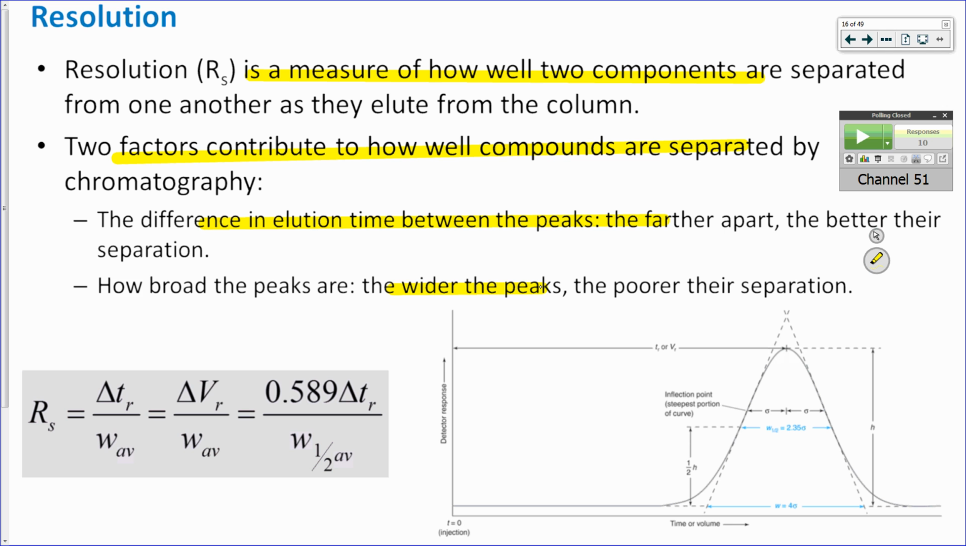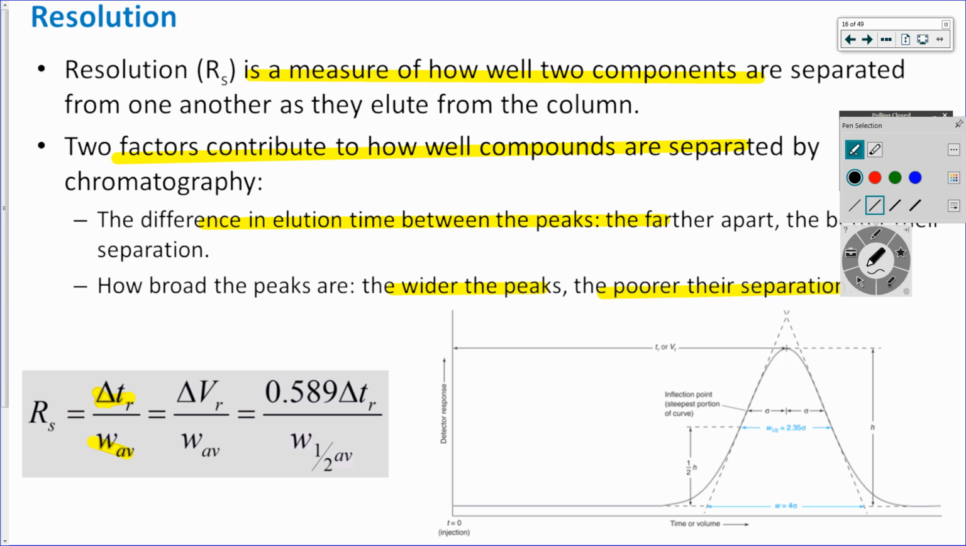How wide are the peaks with reference to one another? Because the wider the peaks become, the poorer the separation is. Those two peaks can spread out so that they overlap. And we define resolution as the difference in the retention times divided by the average width at the base. So when we define it this way, it's the average width at the base.